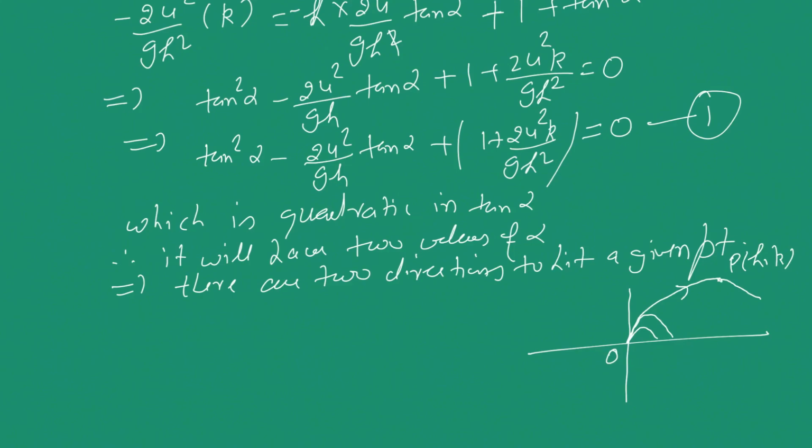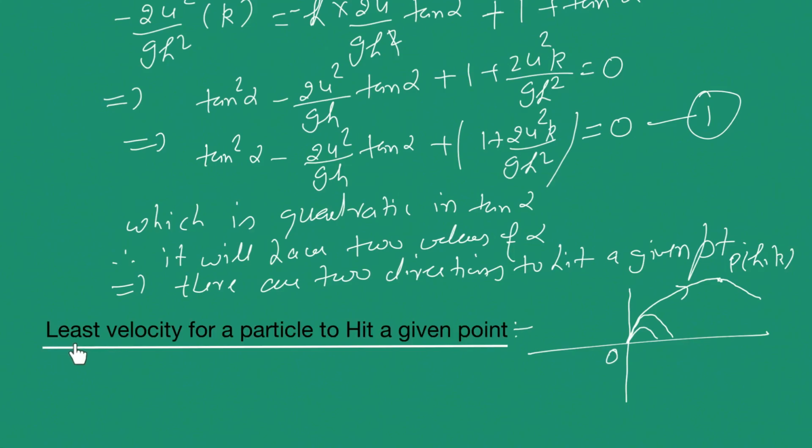So we have to calculate that particular least velocity so that it hits that particular point. So that least velocity we have to calculate. Next we are going to calculate the least velocity for a particle to hit a given point. So this we have to find: the least velocity for a particle to hit a given point.